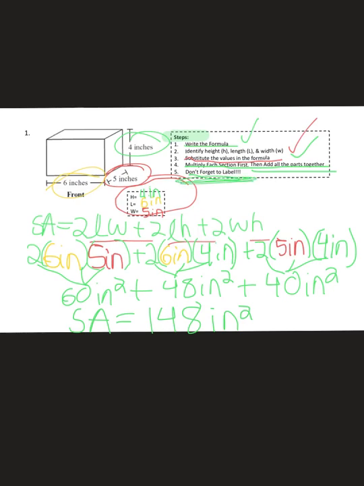Don't forget to label. Remember, that's a big thing of mine. We're dealing with area, so that should be inches squared. So the surface area of this particular rectangular prism is 148 inches squared. Remember, that's telling us how much wrapping paper we will need to wrap around this gift.